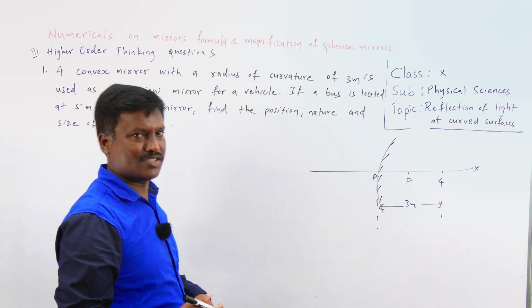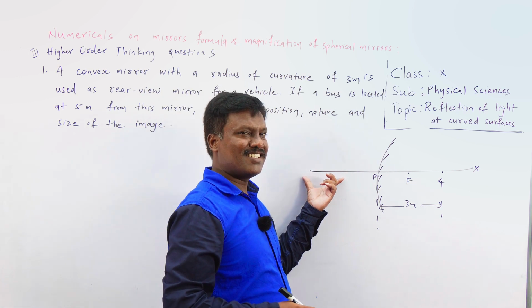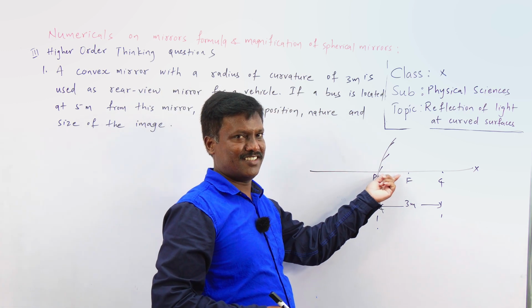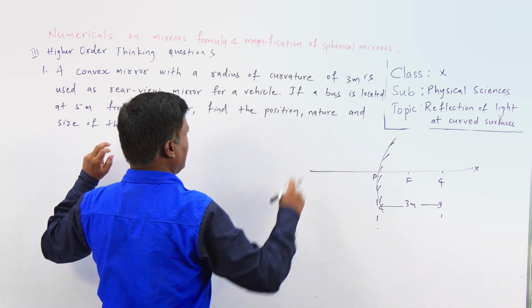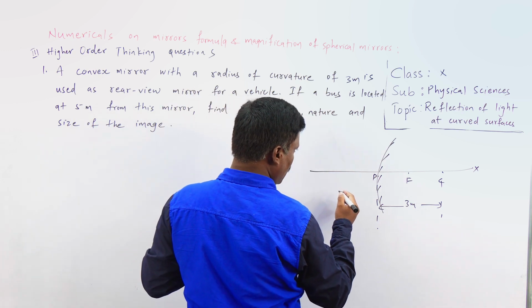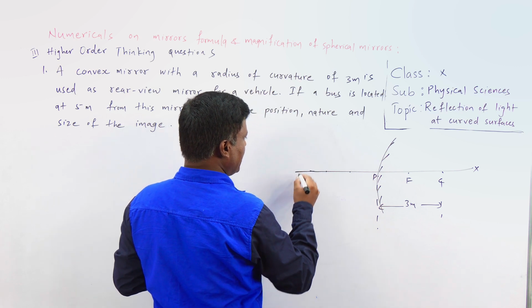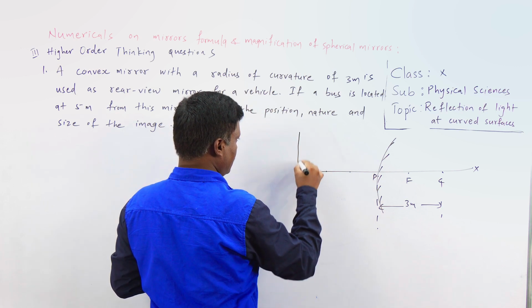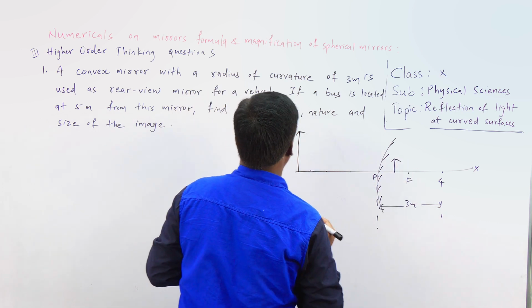Objects in the mirror are closer than they appear, because the object distance is always greater than the image distance. A bus is located at 5 meters. Let's say this is the virtual focus, the virtual center, and up to here is 3, so the bus is located here. Then where do we get the image? We get the image between the pole and the focus, right?